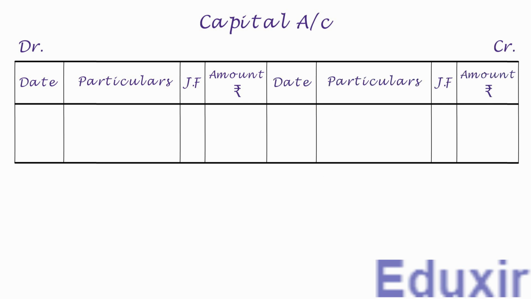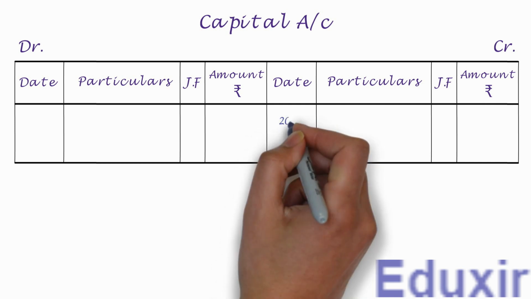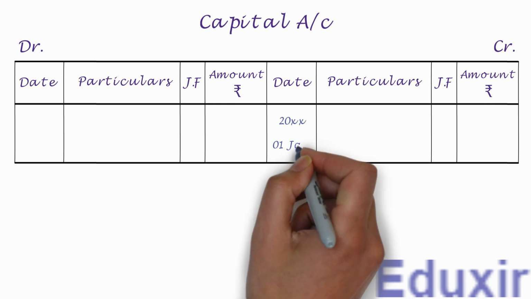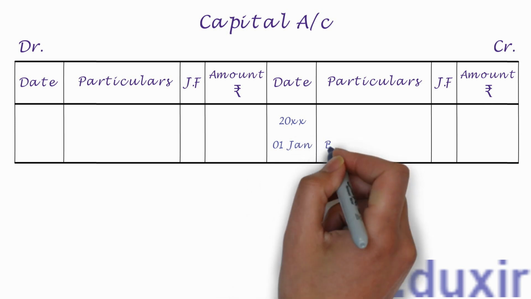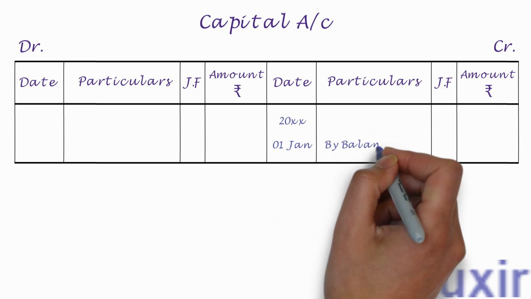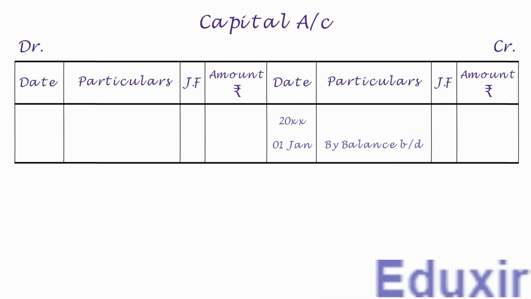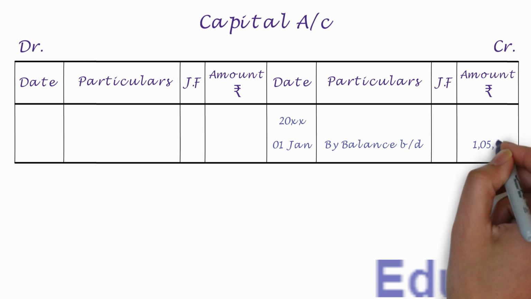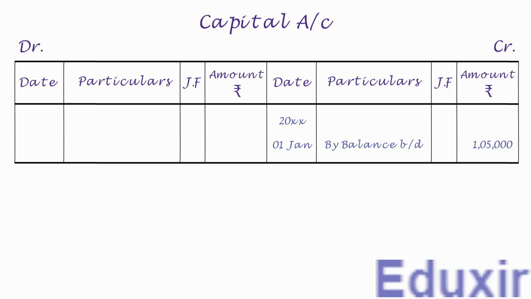Now on the credit side, let us first write the year in the date column. Let us now write the date. We need to write by balance brought down into the particulars column. Let us write the credit amount of 1,05,000 rupees into the amount column. That completes the posting of this journal entry into the capital account.